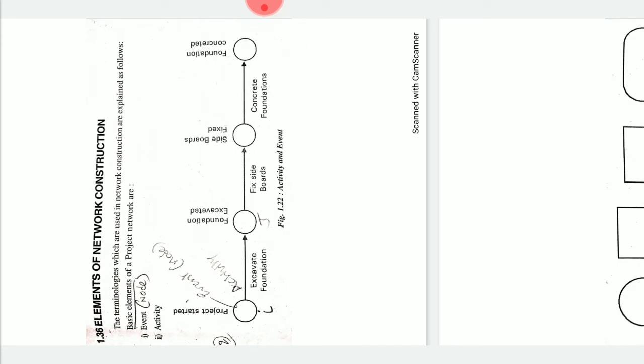So the next thing is elements of network construction. The terminologies which are used in network construction are explained as follows. The basic elements of a project network are event and activity.